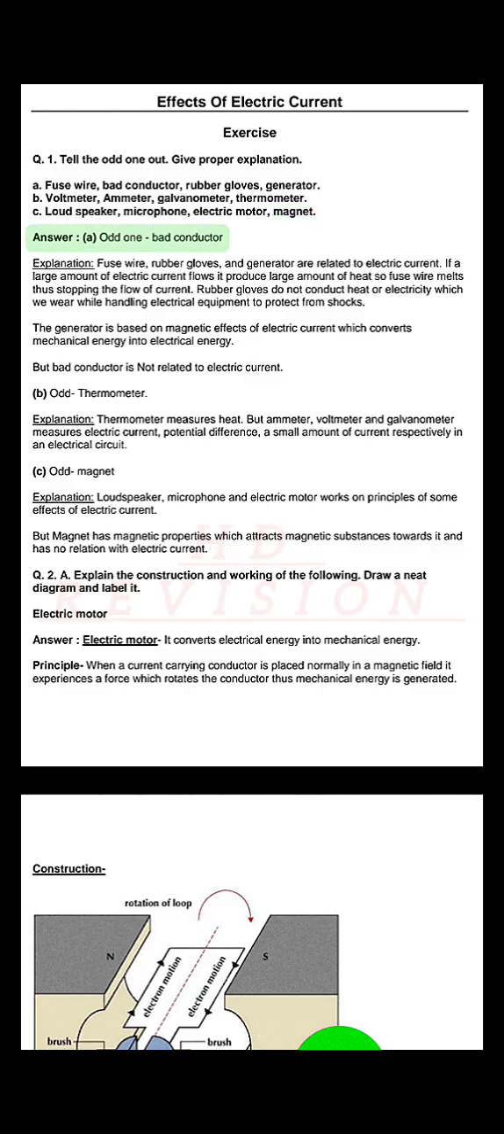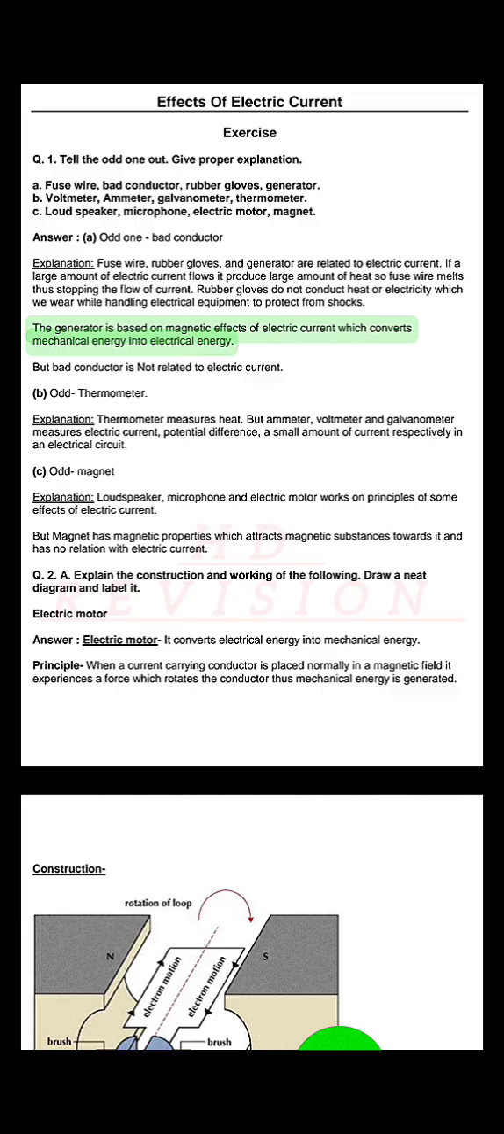Answer. A. Odd one: bad conductor. Explanation. Fuse wire, rubber gloves, and generator are related to electric current. If a large amount of electric current flows, it produces a large amount of heat, so the fuse wire melts, thus stopping the flow of current. Rubber gloves do not conduct heat or electricity, which we wear while handling electrical equipment to protect from shocks.